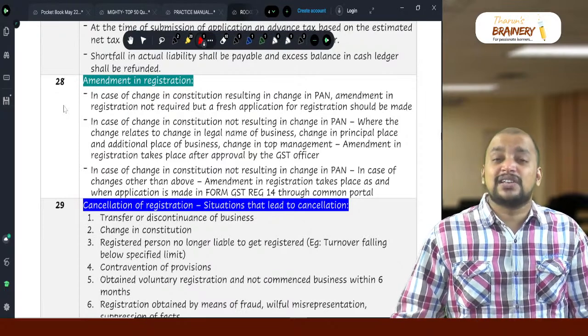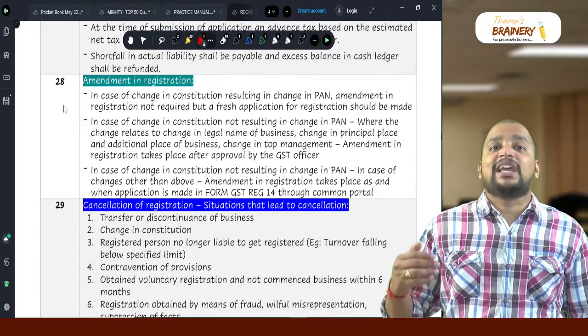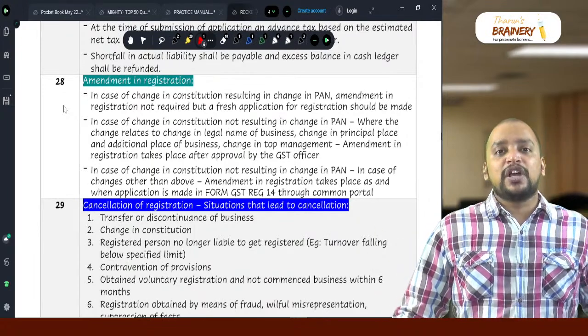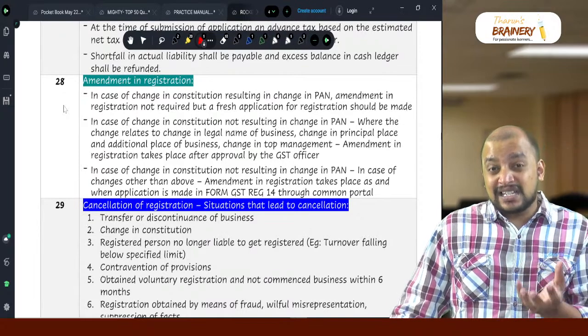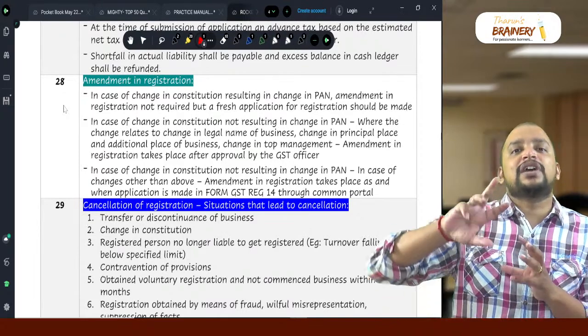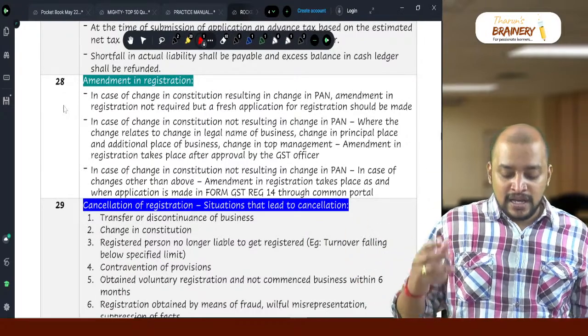So suppose if there is a change in permanent account number, no amendment, we need to make a fresh application for registration. Why? Because whenever there is a change in permanent account number, our GSTIN itself will change. So we need to get a new registration and cancel the old registration. Okay. So that is this.